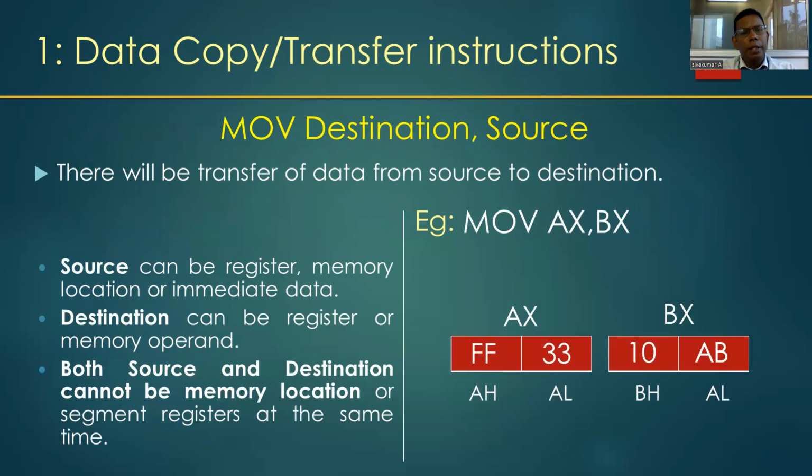Data copy or transfer instructions. The example format is MOV destination, source. There will be a transfer of data from source to destination. The source can be a register, memory location, or immediate data. The destination can be a register or memory address. Both source and destination cannot be memory locations or segment registers at the same time. So after execution of the instruction, BX contains the source 10AB, which will move to the AX register.